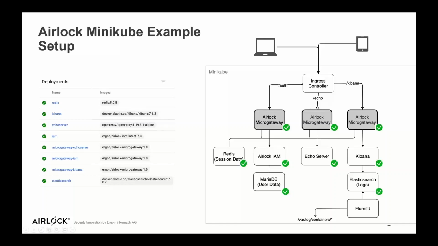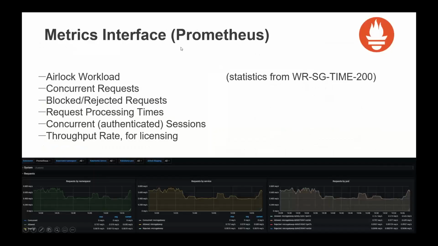What's not included here, but what we also added to the microgateway is a metrics interface, which allows Prometheus to access the information of this microgateway or of the microgateways, and then display according graphics to that. So you can see how the Airlock workload looks like, how many concurrent requests you have, if there were blocked or rejected requests, request processing times are part of it, concurrent authenticated sessions, throughput rates, which is important for licensing, of course. Yeah, things like this.